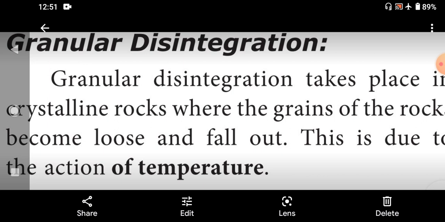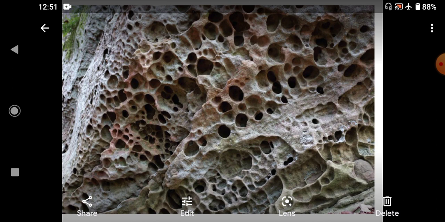How will it happen? Because of over temperature. Because of over temperature in some crystalline rock areas, the grains of rocks become loose and fall out. That is called granular disintegration. Just see this picture. This is the image of granular disintegration. Because of the high temperature, the grains of the rocks become loose and fall out. This is called granular disintegration. How will it happen? Because of temperature and frost, that is, snow.